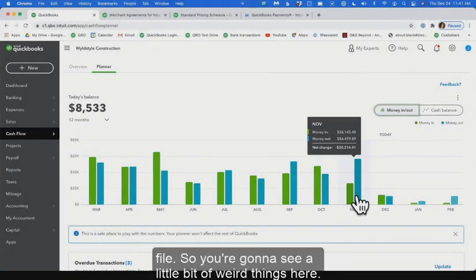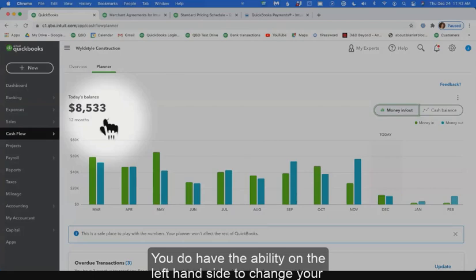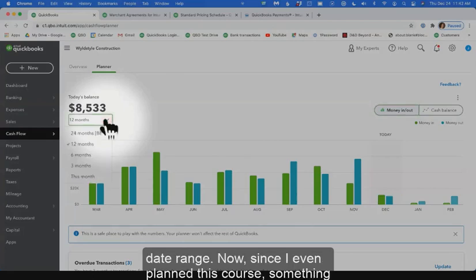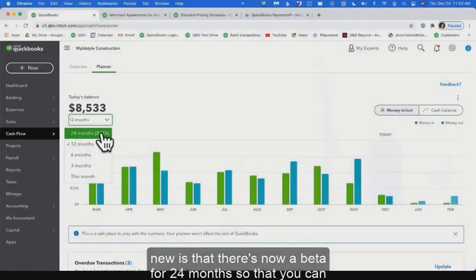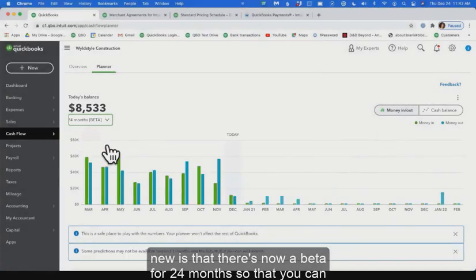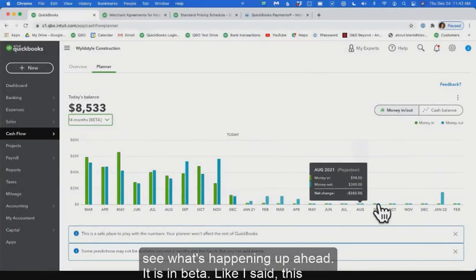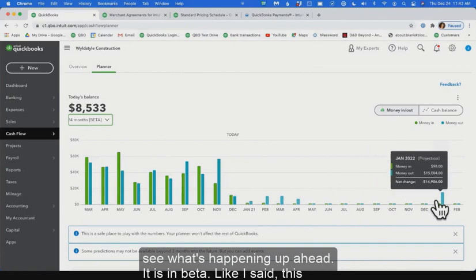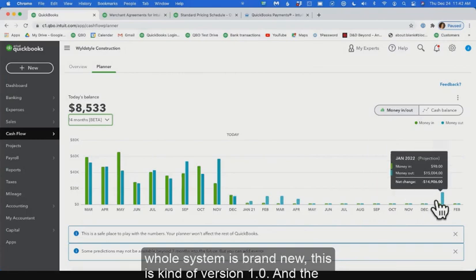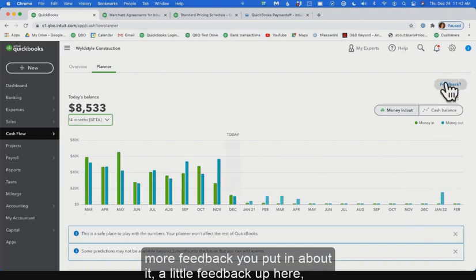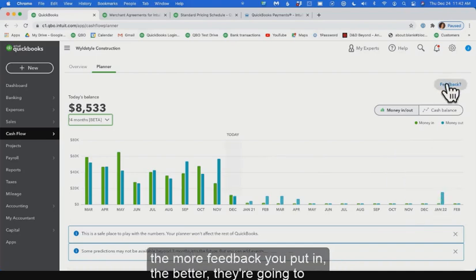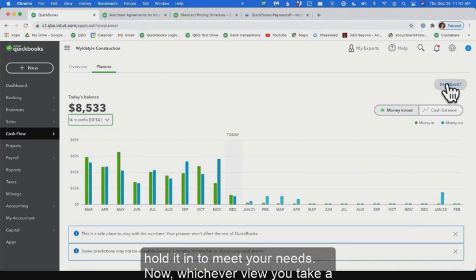Again, this is a fake file, so you're going to see a little bit of weird things here. You do have the ability on the left-hand side to change your date range. Since I even planned this course, something new is that there's now a beta for 24 months so that you can see what's happening up ahead. It is in beta. Like I said, this whole system is brand new. This is kind of version 1.0, and the more feedback you put in about it, see that little feedback up here? The more feedback you put in, the better they're going to hone it in to meet your needs.